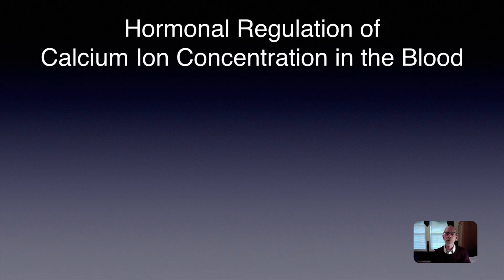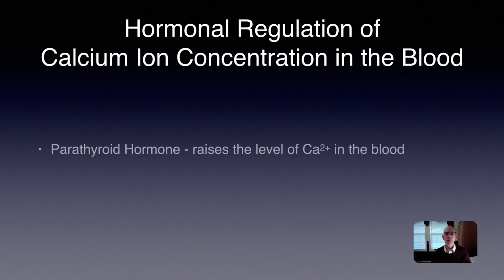It's hormones that regulate the level of calcium ions in the blood. The first hormone we're going to take a look at is the parathyroid hormone. Parathyroid hormone raises the level of calcium ions in the blood. So, in other words, if the level of calcium ions were too low, then through a process of negative feedback, the parathyroid hormone will raise the level of calcium ions back to the normal levels.